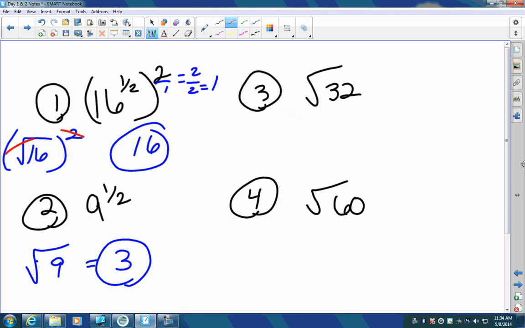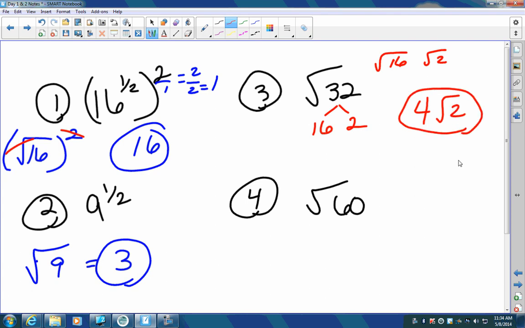Now on number 3, this was what we did just a minute ago. I would have split this up a couple different ways. If you found 16 and 2, that was actually the fastest way, because the square root of 16 is 4. If you didn't do it this way, you could do it step by step. You could do 8 and 4. I'll show you in a second. But here's the thing. The square root of 16 is 4, so you should have come up with 4 square root of 2.